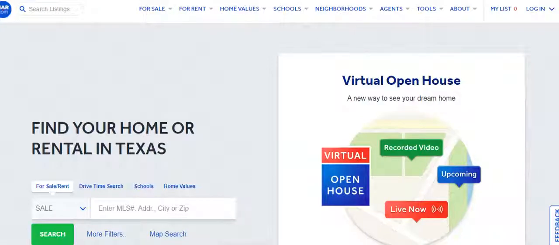In today's video, we are going to learn how to research a property by using har.com. So the very first thing you want to do is go to your search bar. You're going to type in har.com. And then in this search box where it says search listings, you're going to put in the property address.